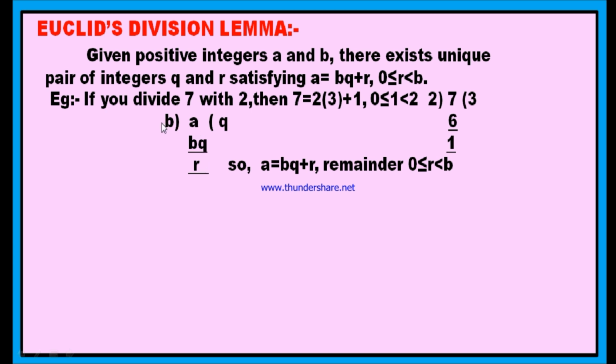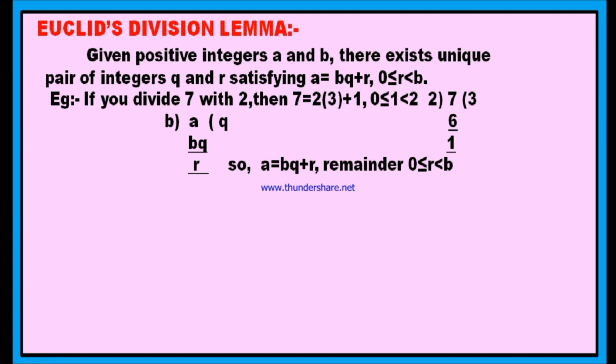Now if you divide a with b, b goes in a quotient times. And if you get the quotient, then you have to multiply these two. b into q is bq. And if you subtract bq from the dividend a, you will get r. So you can write the value of a as b into q plus remainder r. You see, a is equal to bq plus r.